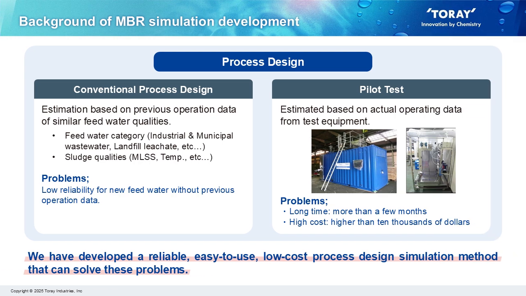The membrane company's process design is completed according to feed water category and sludge qualities based on previous operation data. The low reliability of new feed water was a problem without previous operation data. Another way to design processes is to create them using a pilot test. Pilot tests are a reliable method based on actual membrane operation in specific conditions.